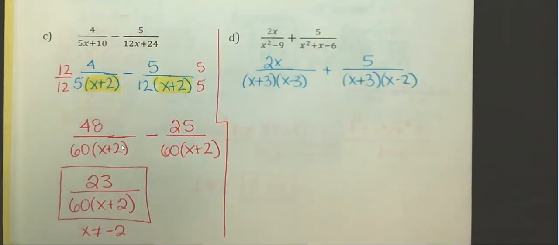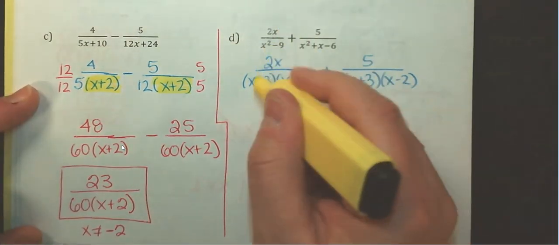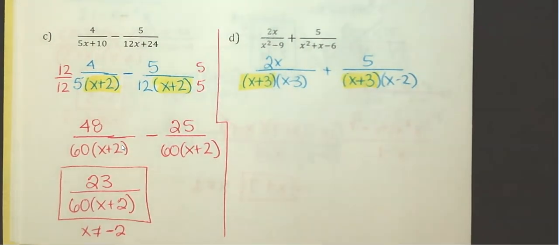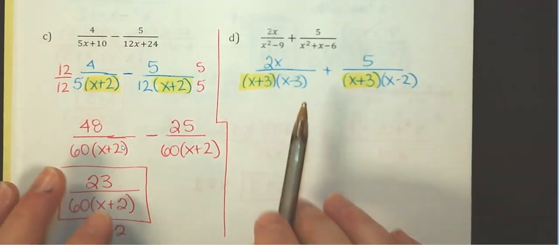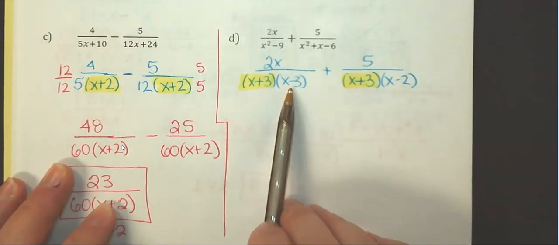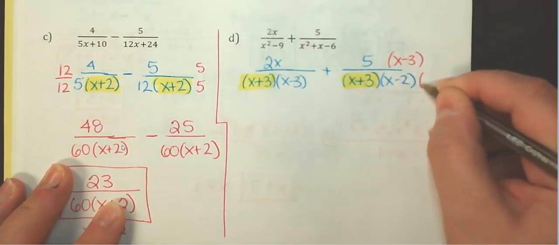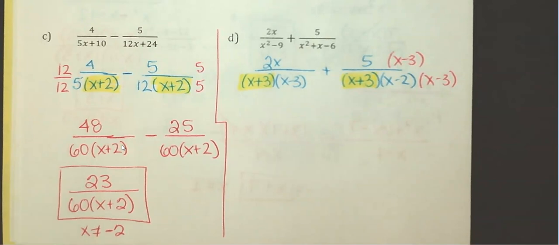Okay, now, we're not multiplying here. This is an addition problem, so I got to make these denominators match. If you guys see this, I already have an x plus 3 in both of them, so that's good. So what I'm missing, I have an x minus 3 here. I don't have that over here. So to create a common denominator, I need an x minus 3 in the top and bottom of that second fraction.